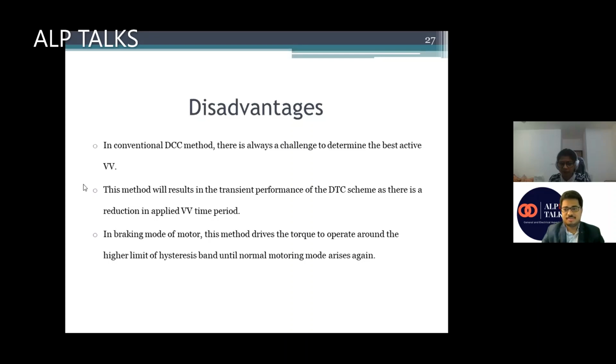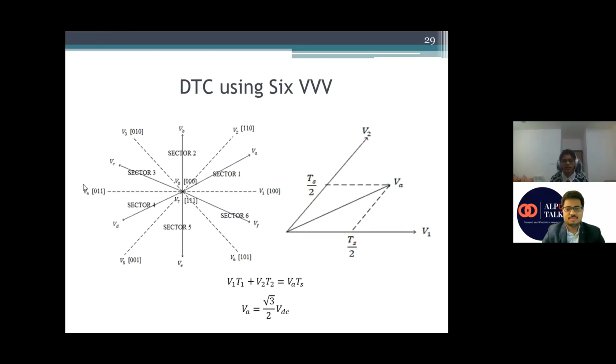Yeah, proceed, Zainab. Now, duty cycle control using 6 virtual voltage vectors. How I am making the virtual voltage vectors: I have shown V1, V2, V3, V4, V5, V6 and V7 and V0 are the actual voltage vectors which we have. We have to make virtual ones, which do not exist practically, but we are making them virtually. So how do we make VA, VB and so on?